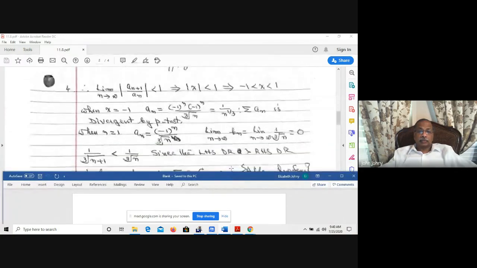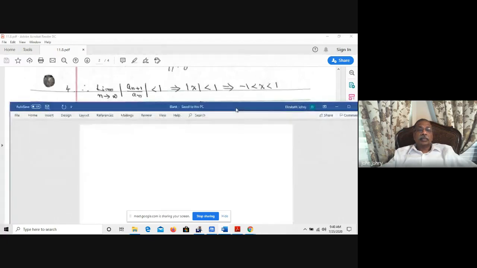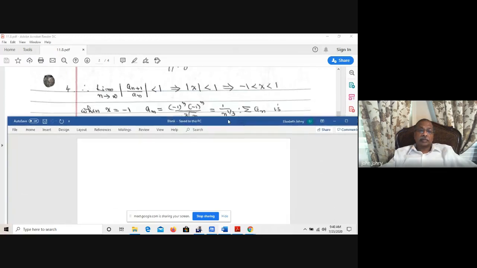Therefore, the limit as n approaches infinity of an plus 1 over an is less than 1 implies the absolute value of x is less than 1. That means -1 less than x less than 1. We have to check the endpoints.